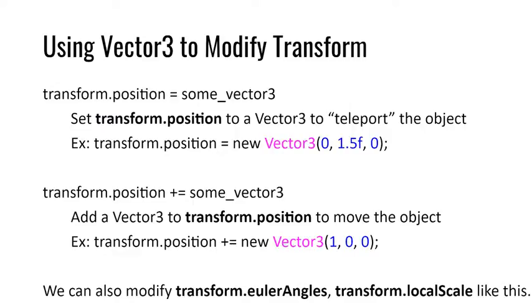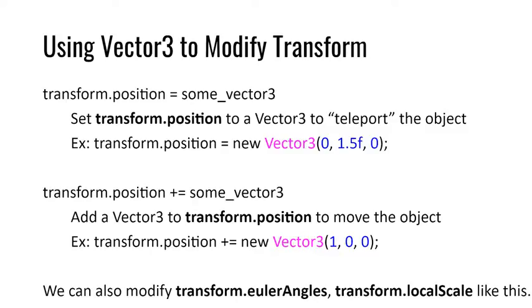So for example, with transform.position, you can change the position with transform.position equals new Vector3(0, 1.5, 0), which sets the position to that coordinate instead of just moving it. You can also move the object by using plus equals. Plus equals is basically equals and then the value added to the original value. So if you take 1, 0, 0 and add 1, 0, 0, you get 2, 0, 0.